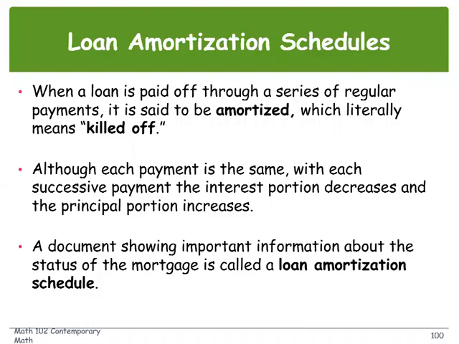Loan amortization schedules. When a loan is paid off through a series of regular payments, it is said to be amortized, which means "killed off." Each payment is the same amount, and each payment is the sum of the portion for the principal and the portion for the interest.